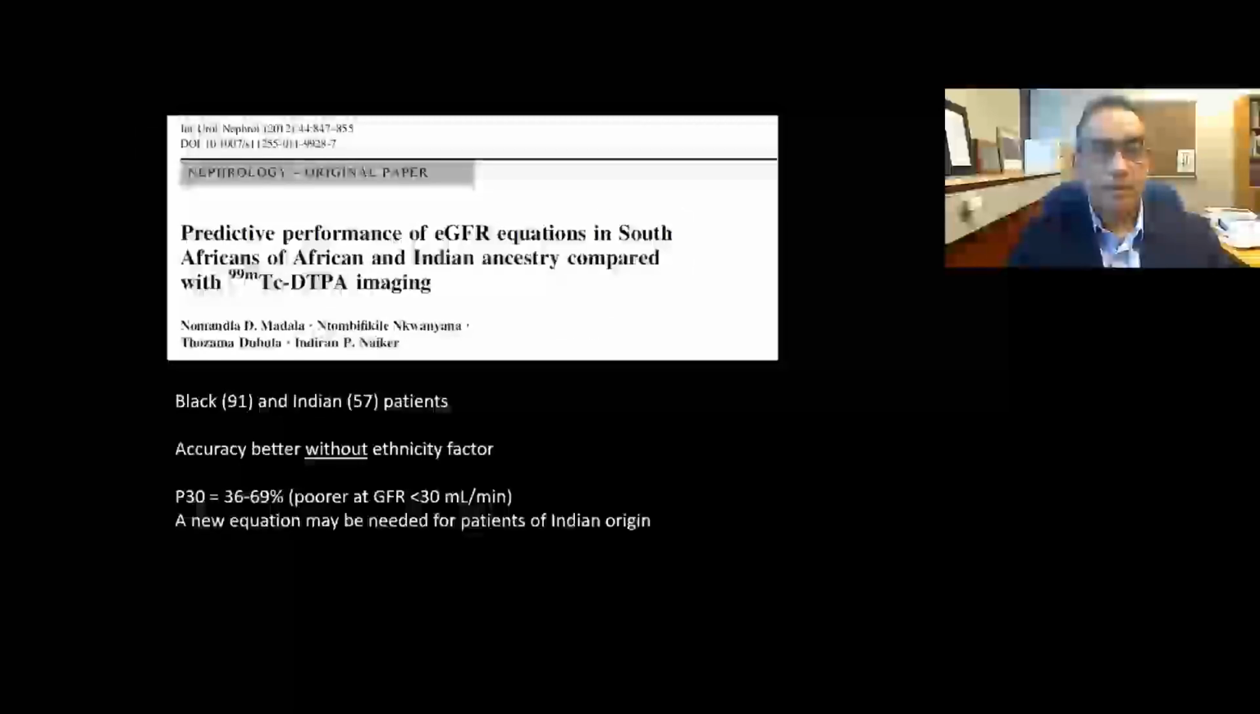In KwaZulu-Natal, near Durban, Nomandla Madala and colleagues looked at Indian and Black patients, found once again that accuracy is better without the ethnicity factor. The P30 was only in the 30 to 70% range and especially poor at lower GFRs. And they found that the formulae did not predict GFR well in patients of Indian origin.